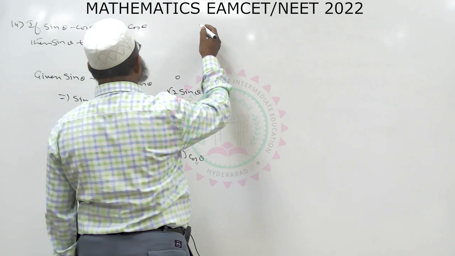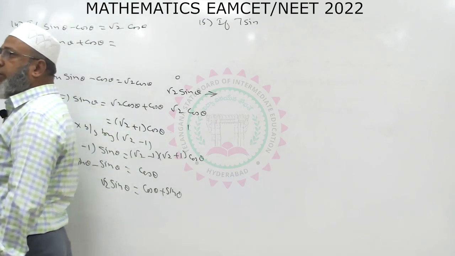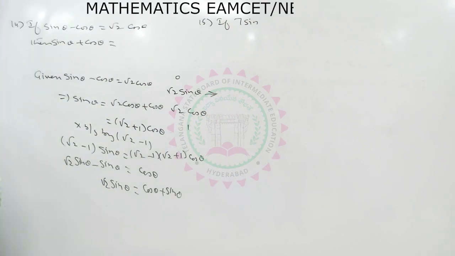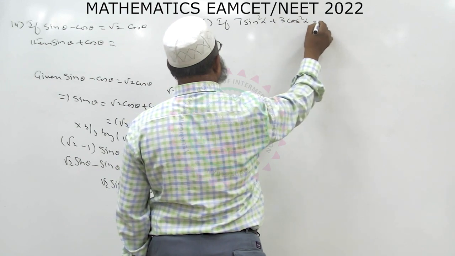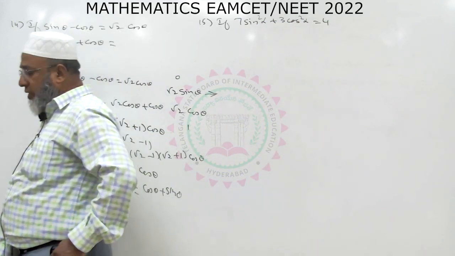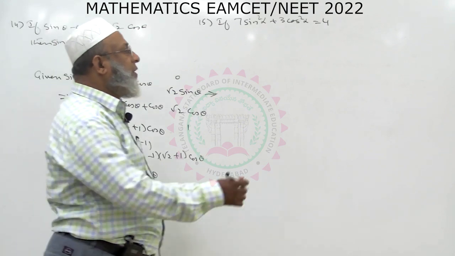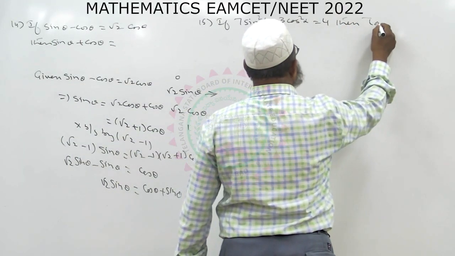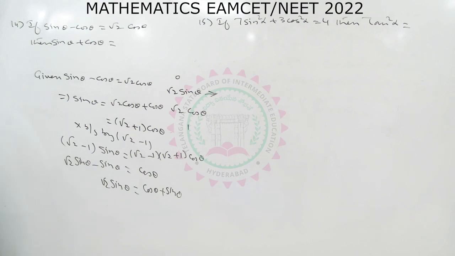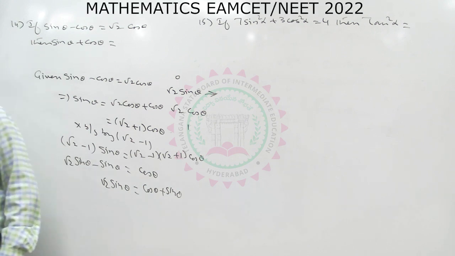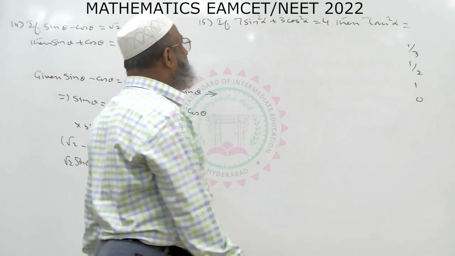If 7 sin square alpha plus 3 cos square alpha is equal to 4, then tan square alpha is equal to 1 by 3, 1 by 2, 1, 0. So, what is given?